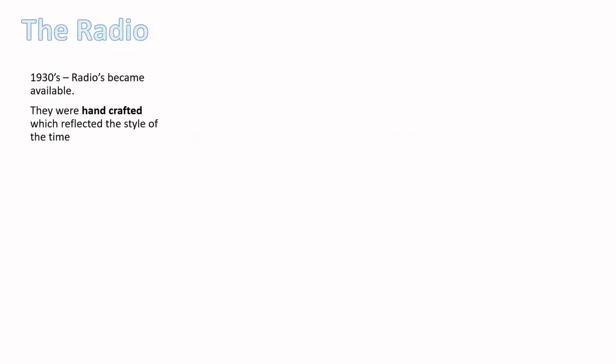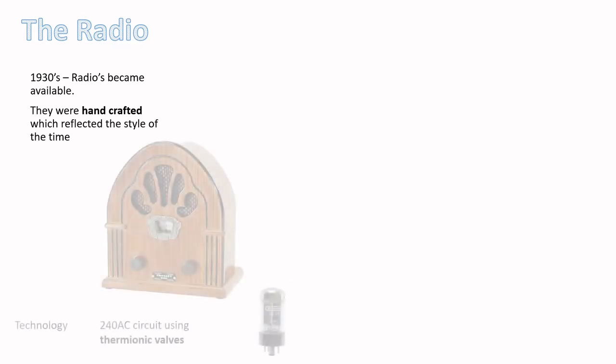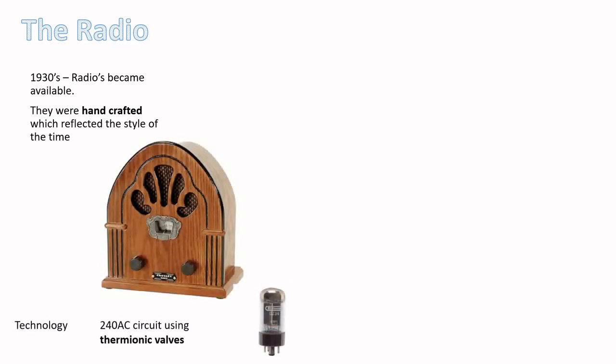So I'm going to show you how to apply this to a couple of examples. We'll start with the radio, and it could be any example. The radio could be one that comes up in an exam, but I want to show you how major developments in technology have developed the radio from when it first came through to today. We'll start with the 1930s, when radios start to become available. They're handcrafted, which reflects the style at the time.